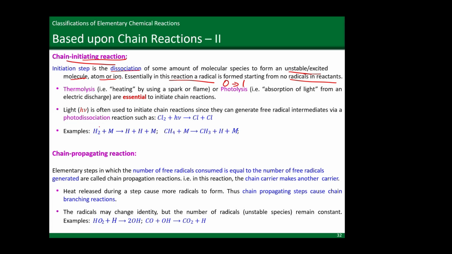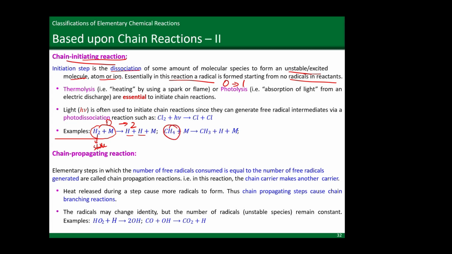So let's look at this reaction. H2 plus M. Hydrogen, this is a stable molecule, all right? And M is the third body. It doesn't even take part in the reaction chemically, okay? This dissociation of this H2 molecule gives rise to H plus H plus M. So you're going from zero radicals to two radicals, right? So this is a chain initiation reaction. We're going from zero to more than zero.